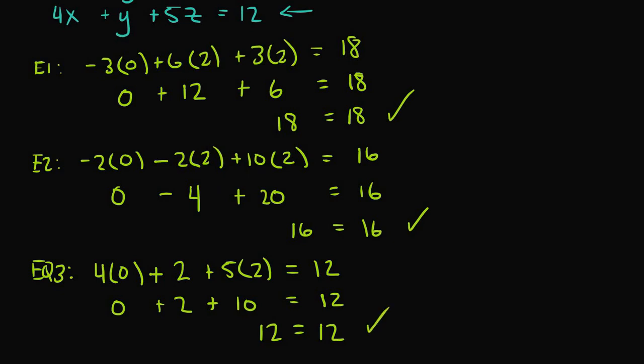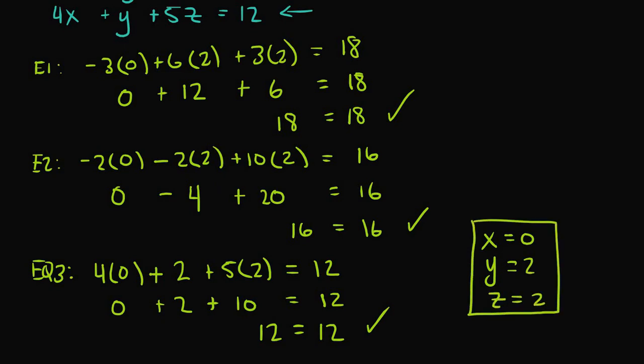So that checks out. So great, that our solution set, which was x equals 0, y equals 2, and z equals 2, does in fact satisfy the original system of linear equations. So we did something right.